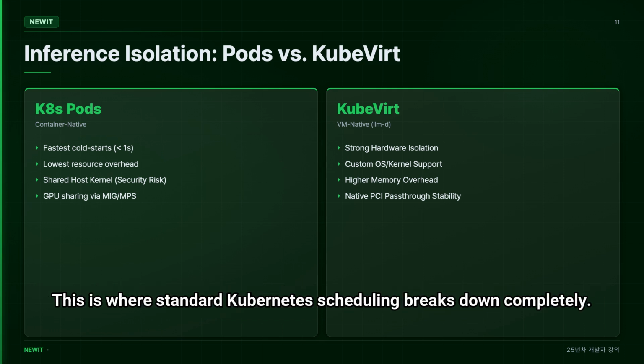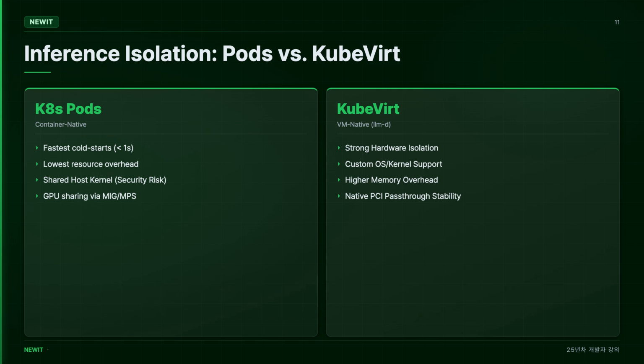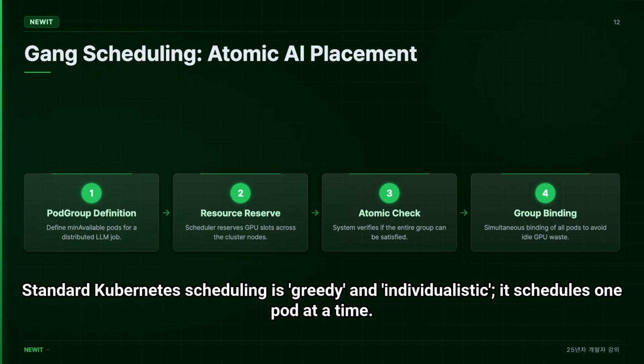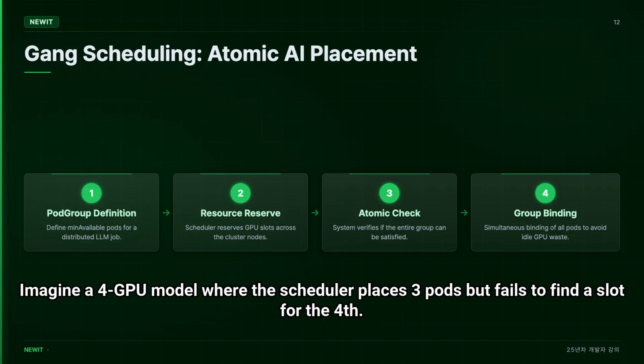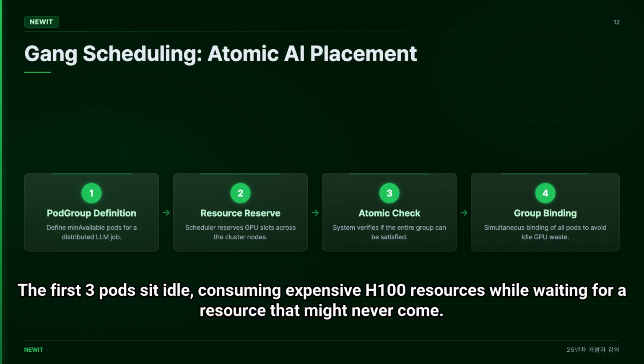This is where standard Kubernetes scheduling breaks down completely. Standard Kubernetes scheduling is greedy and individualistic. It schedules one pod at a time. For distributed LLM inference using model parallelism, this is a recipe for disaster. Imagine a 4 GPU model where the scheduler places 3 pods but fails to find a slot for the 4th. The first 3 pods sit idle, consuming expensive H100 resources while waiting for a resource that might never come.